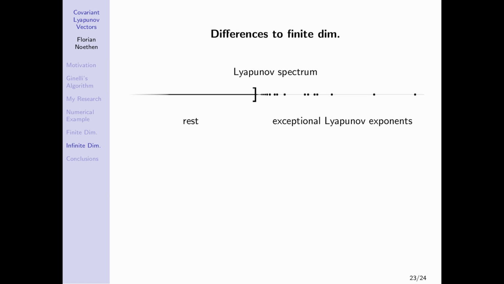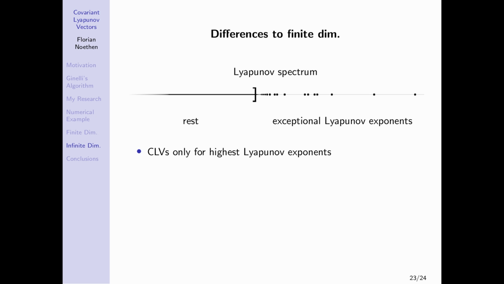First of all, in infinite dimensions, the Lyapunov spectrum, which is the collection of all Lyapunov exponents, doesn't have to be discrete anymore. It could, for example, have some continuous parts. And this is where the quasi-compactness assumption of the multiplicative ergodic theorem comes into play. The assumption ensures that the highest Lyapunov exponents are discrete from the rest of the spectrum, and that covariant Lyapunov vectors, or more generally Oseledets spaces, exist for those exceptional Lyapunov exponents.